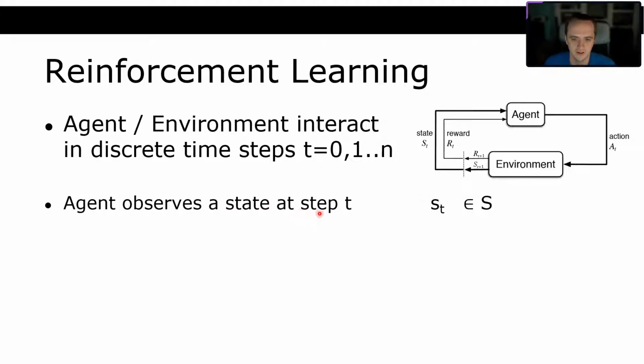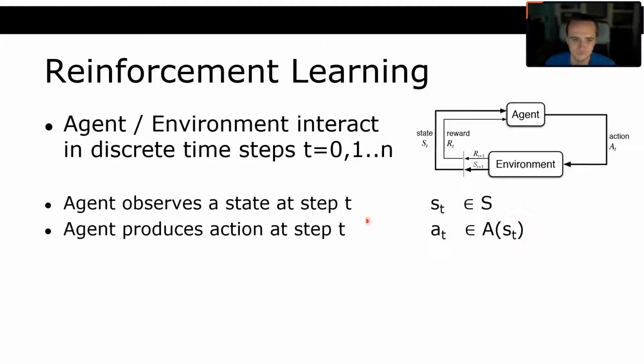The state at time step t is S sub t, and that exists within the set of all states, capital S. The agent is going to produce an action at step t. That action is lowercase a sub t, and that's going to exist in the set of all legal actions at state S sub t. See how this works? It's now at S sub t, and it's going to produce an action from the set of all legal actions of the agent at that state.